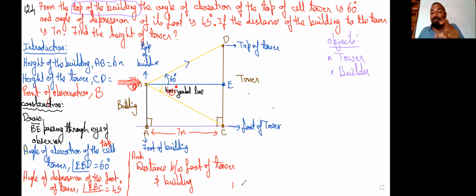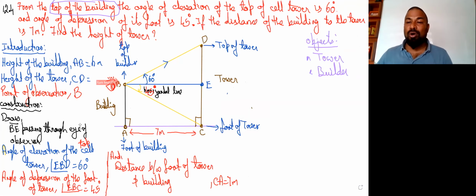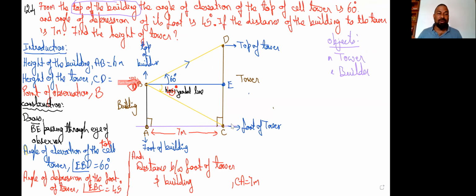First, what is the word we have used? Tower. So start from C. CA or AC is nothing but 7 meters, right? So these are all the things he has given to us. Now, with the help of this, we are supposed to draw the required figure.